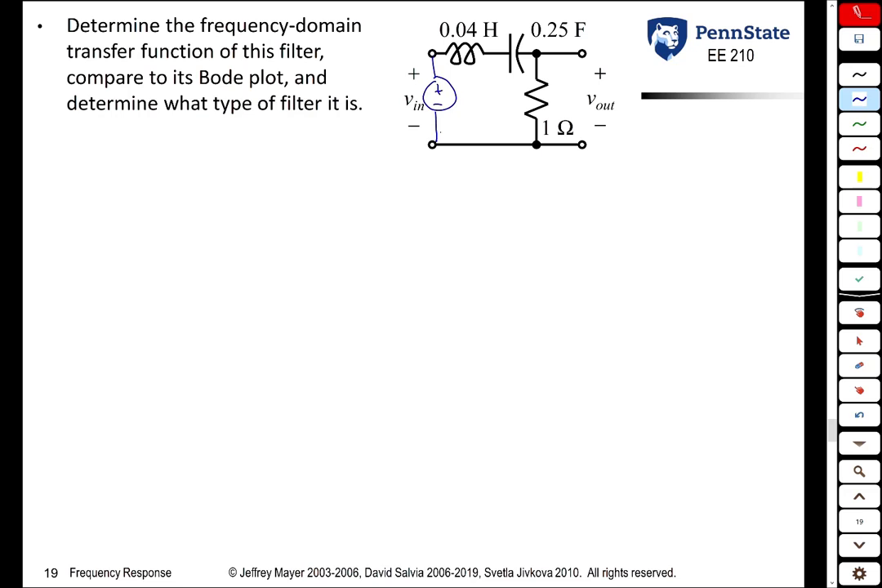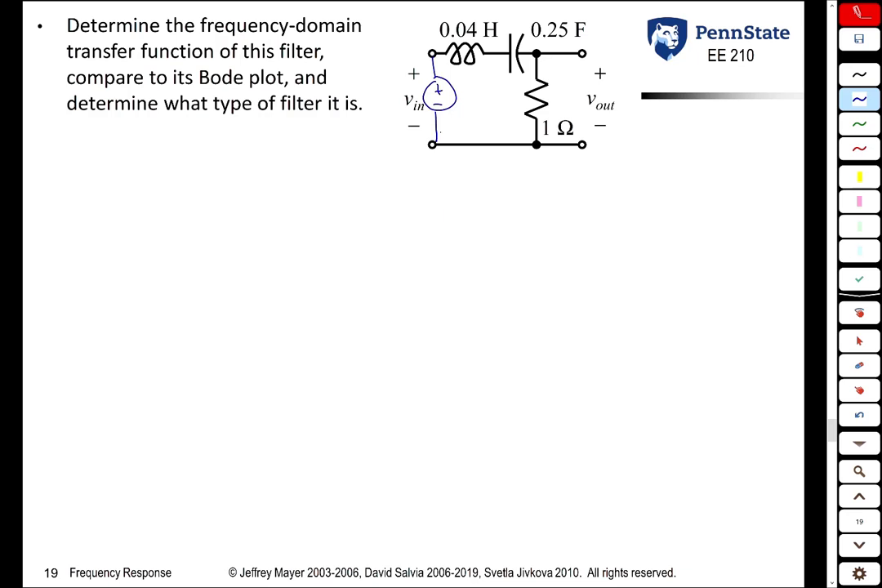Without doing any math, let's evaluate this a little bit. Think about what happens at very low frequencies. The inductor looks like a short circuit. The capacitor looks like an open circuit. So that means at very low frequencies, the signal gets blocked by the capacitor. At very, very high frequencies, the capacitor now looks like a short circuit. It doesn't block anything, but the inductor looks like an open circuit. So it's going to block the signal flow from input to output. So at high frequencies, the inductor blocks the input from appearing at the output.